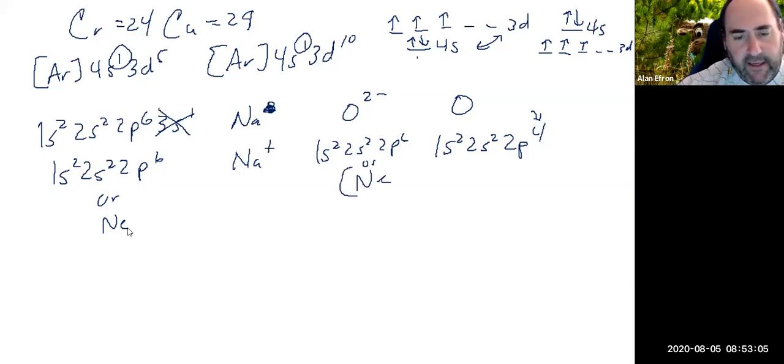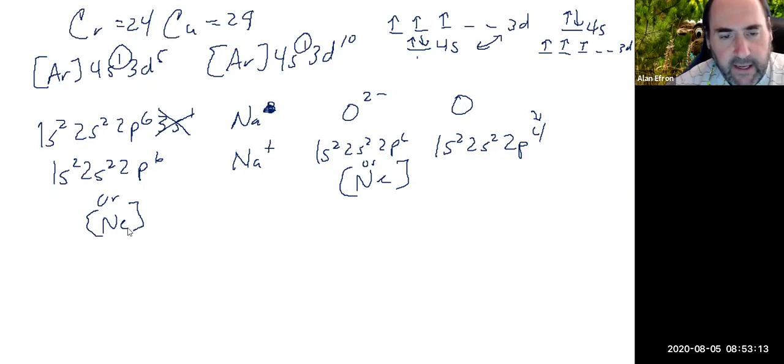And again, things that have the same electron configuration are referred to as being isoelectronic with each other. And for our representative elements, that's essentially what happens.